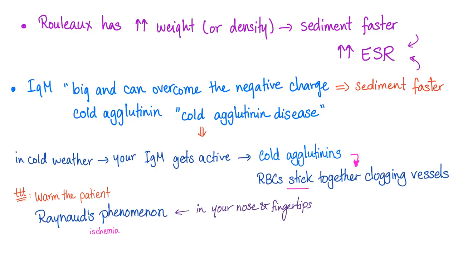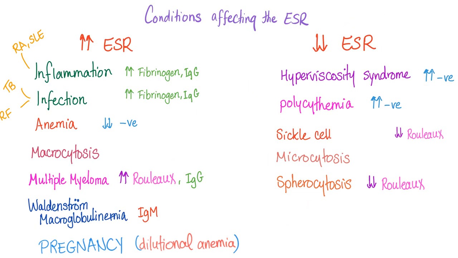If it happens in your nose and fingertips, you get Raynaud's phenomenon. This is tissue ischemia. What's the treatment? Warm the patient. When you warm the patient, IgM is not active, so red blood cells are not going to stick together. You're not getting Raynaud's phenomenon. Wonderful. So what are the conditions that increase the ESR and what are the conditions that decrease the ESR?